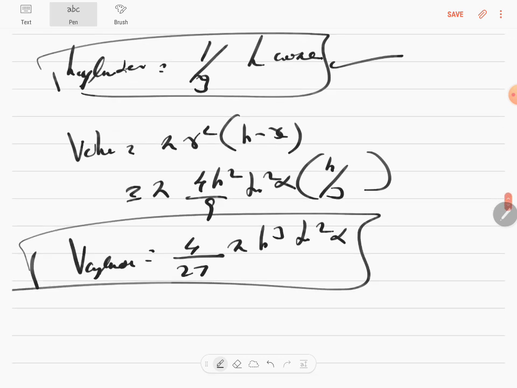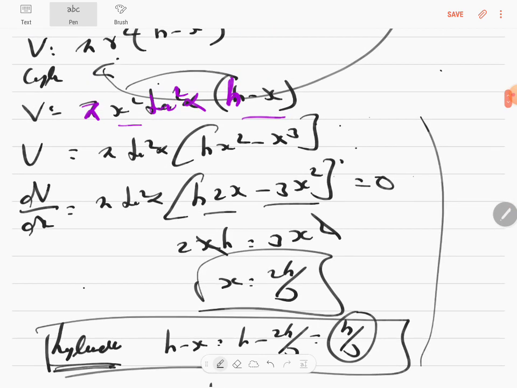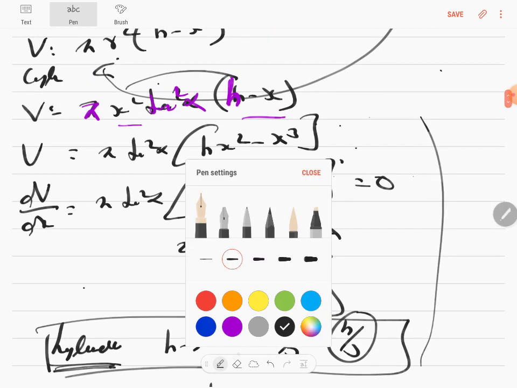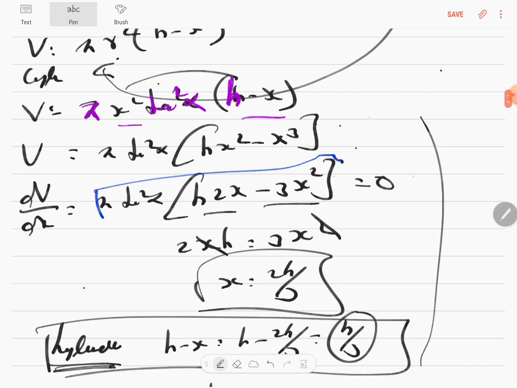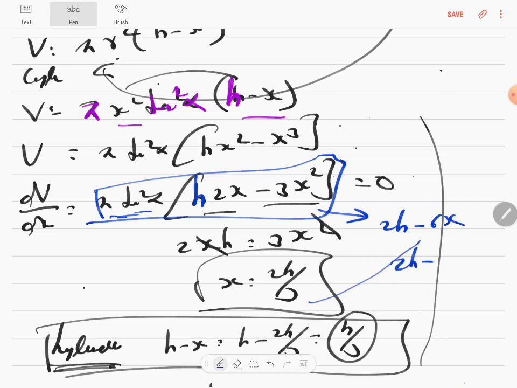But we don't know whether it's maximum or minima. Take the differentiated value. Where is the differentiated value? Is here. And differentiate it again. H is a constant, so 2x will become 2h minus 6x. And x itself is 2h by 3. So 2h minus 12h by 3 is negative. Verification is negative. Therefore it is maxima.